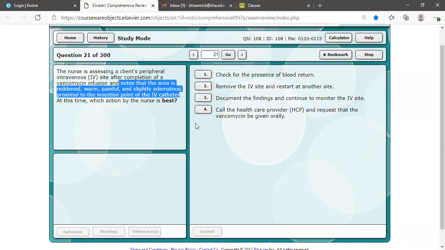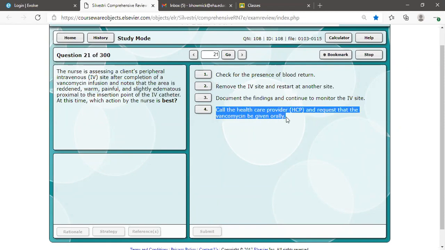So let me read it. Check the presence of blood return. Remove the IV site and restart at another site, document the findings, and continue to monitor the IV site. Call the healthcare provider and request that the vancomycin be given orally. So you see, what does number 4 say? It does not make sense. We are not doctors, right?